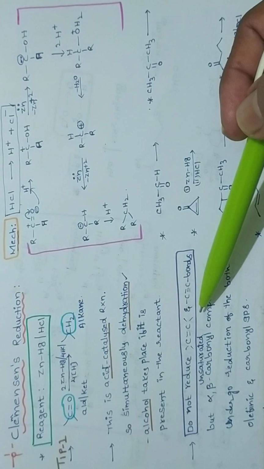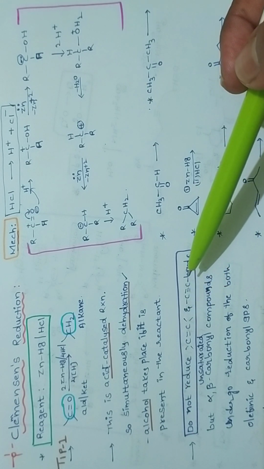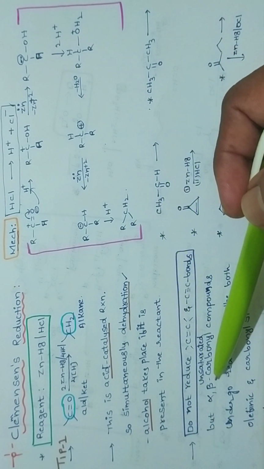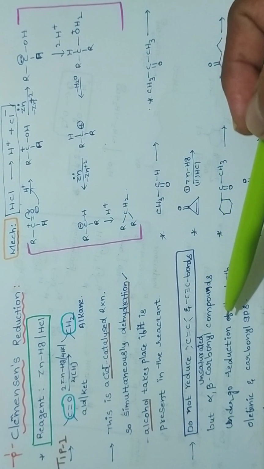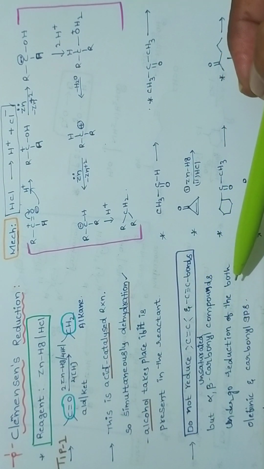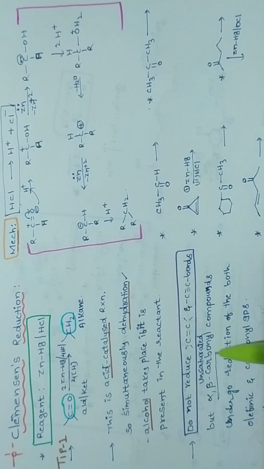Now this Clemmensen reduction does not reduce double bonds or triple bonds, but whenever alpha beta unsaturated carbonyl compounds are there, then the double bond is going to be reduced.